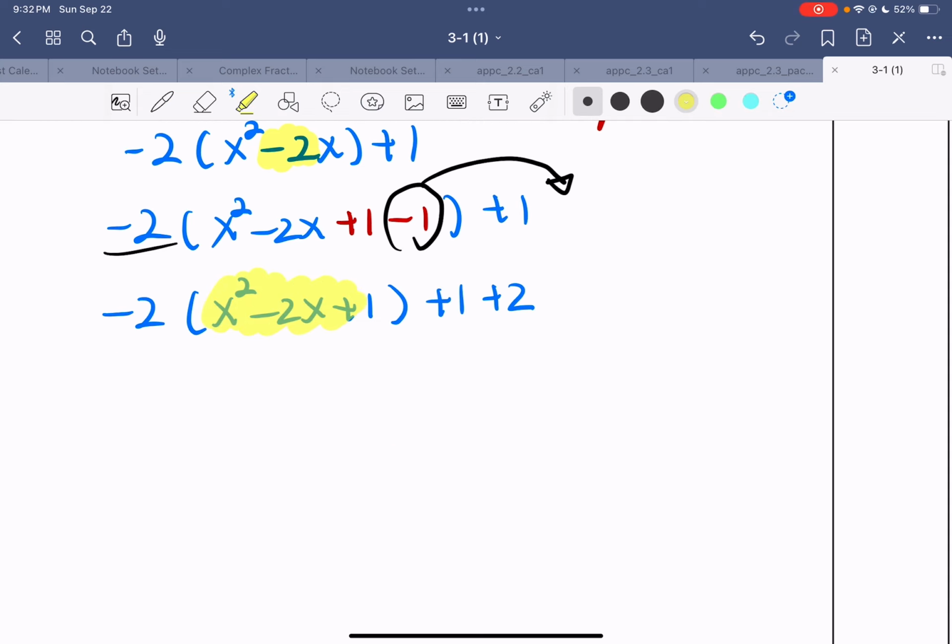Alright, let's factor this. I'm going to put 1 on the top, negative 2 on the bottom. What can give you 1? Always 1 times 1.